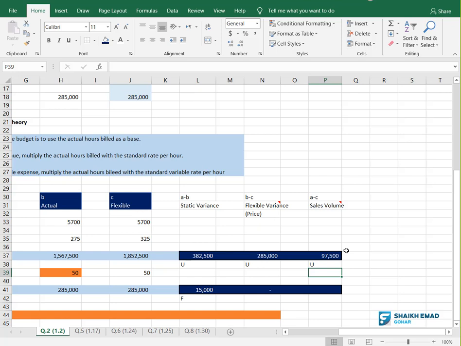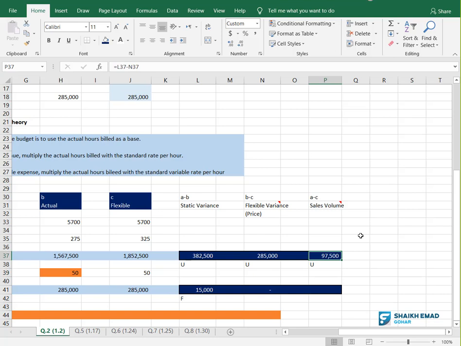You can assign the responsibility that those people who were responsible to get the clients, because this is a lawyer company, those who were responsible to do marketing and getting the clients, they failed to get the required number of clients, and because of that we lost 97,500.